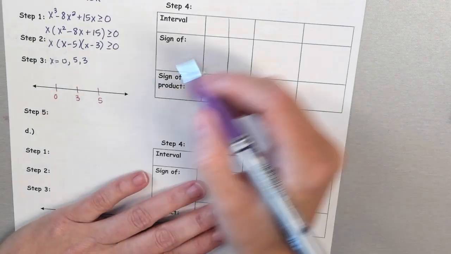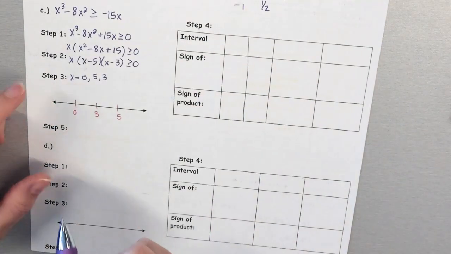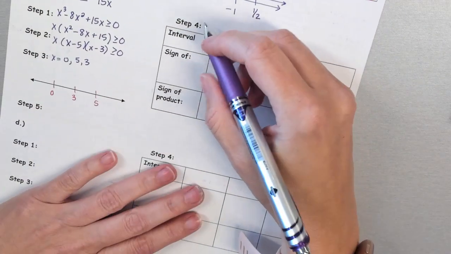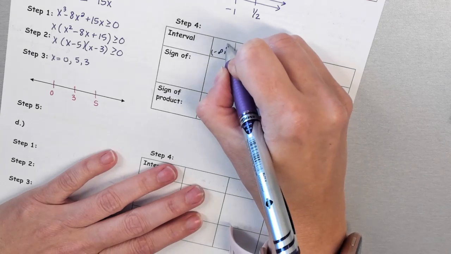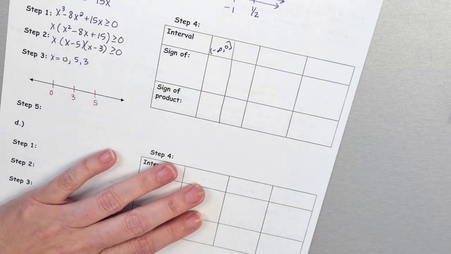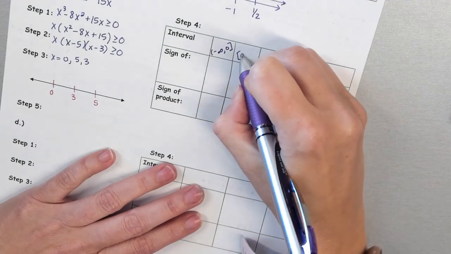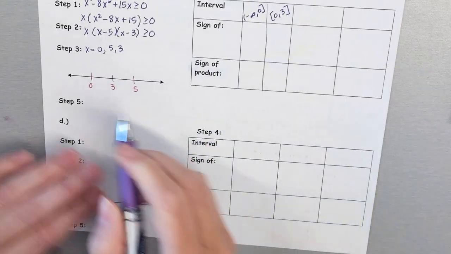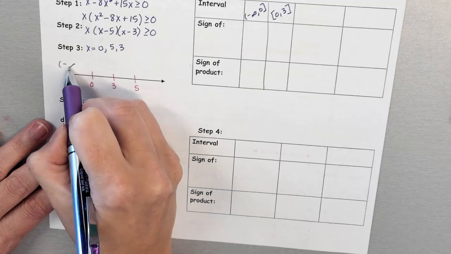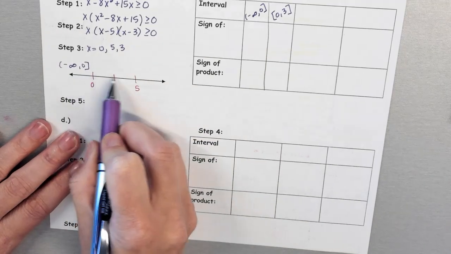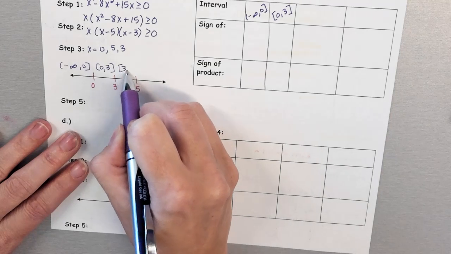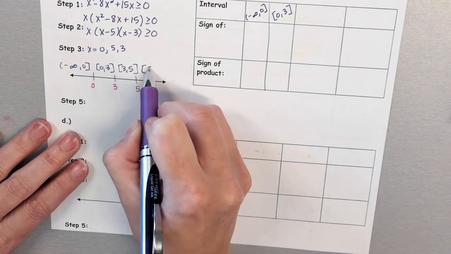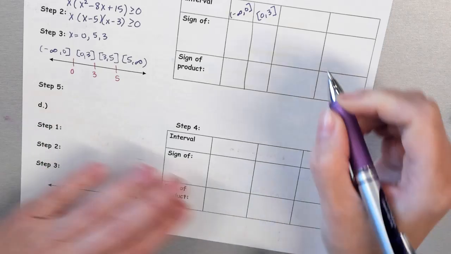Your first interval, are we going to have hard brackets or soft brackets? You have the equal to, so it's negative infinity to 0. And then 0 to 3. So this here is negative infinity to 0. From here to here is 0 to 3. Then you have 3 to 5. And then you have 5 to infinity.